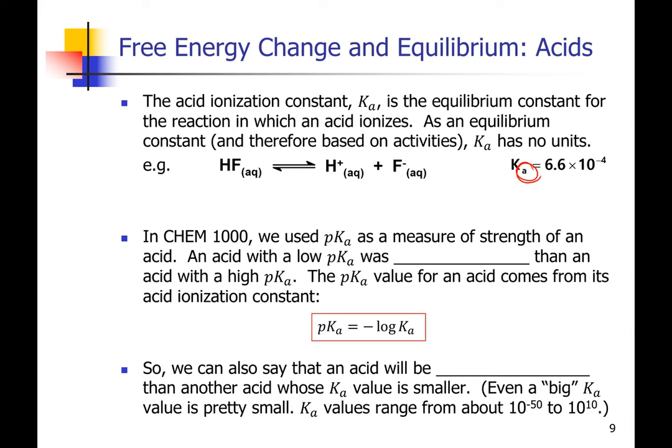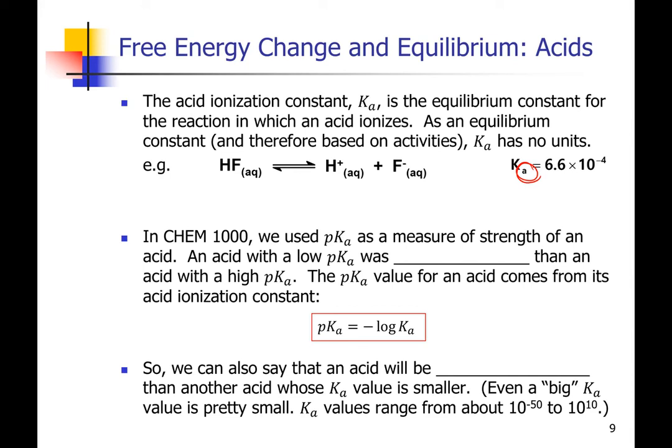The only thing the subscript gives you is a little bit of information about what kind of a reaction you're talking about. A stands for acid. So this is the equilibrium constant for a reaction in which something acts as an acid, in which something gives up a proton. And in this case, the acid that we're talking about is HF.